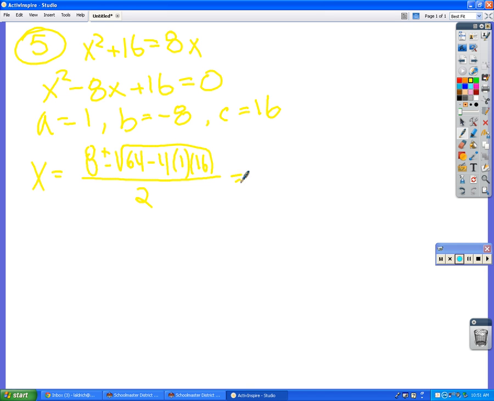All right, what do I end up with underneath the square root as the next step in our simplifying process? What is 4 times 1 times 16? 64. Right, and 64 minus 64 is 0. So really all I have is 8 divided by 2, which is 4. So the answer to that one is 4. One solution because the number under the square root was 0. Okay?